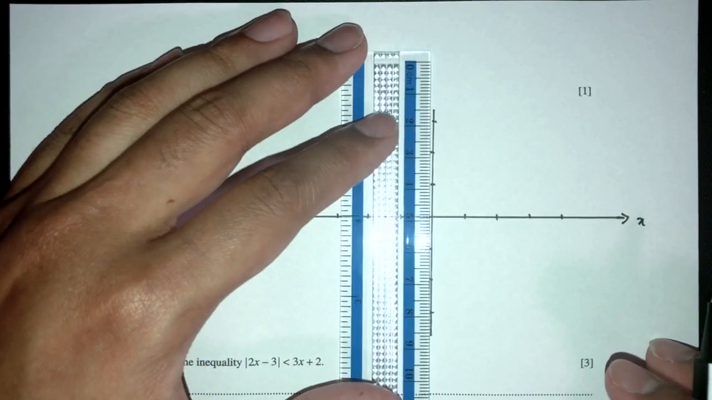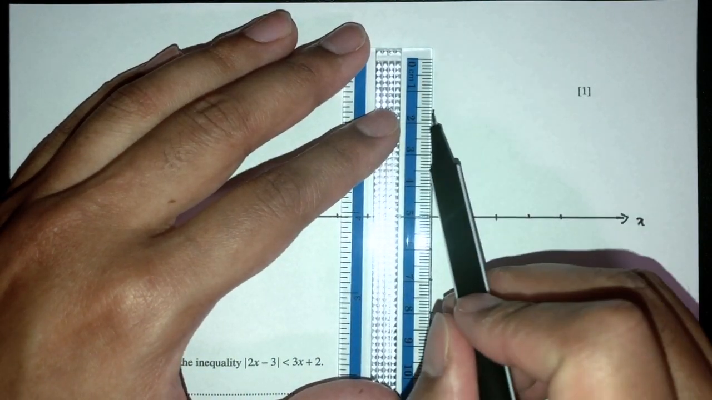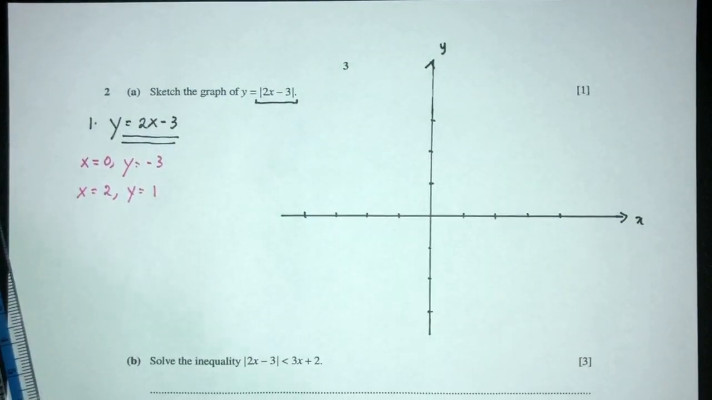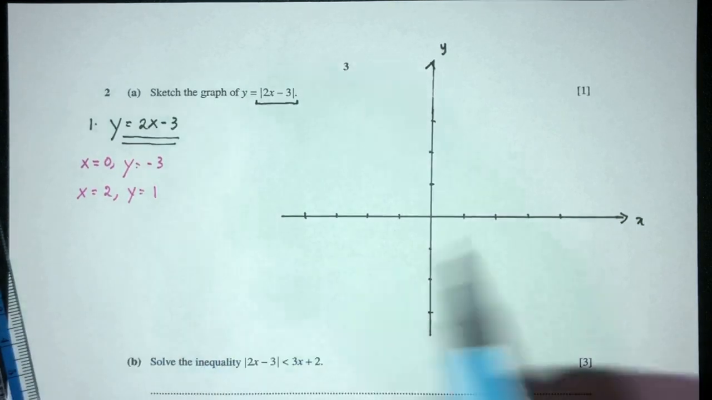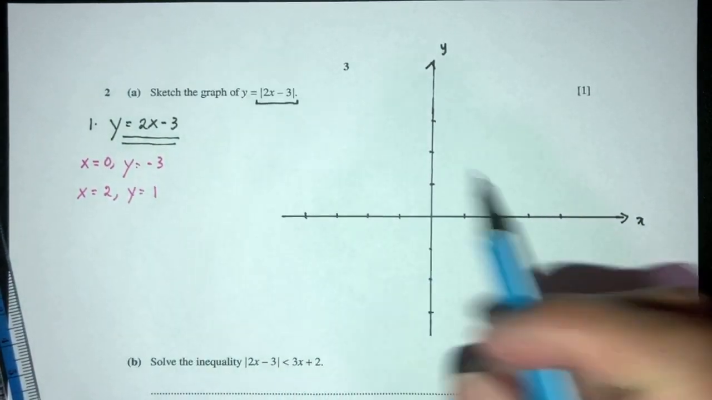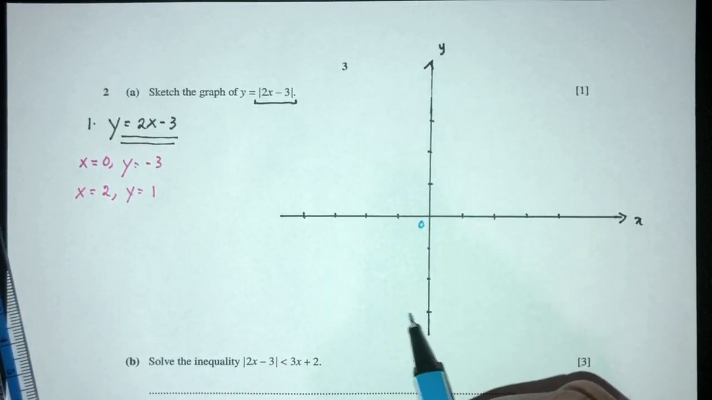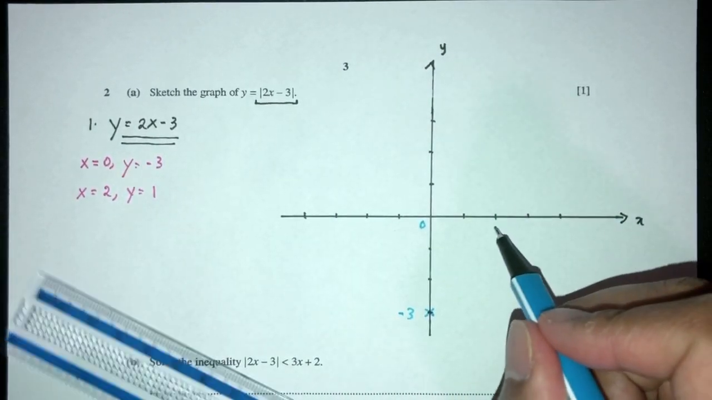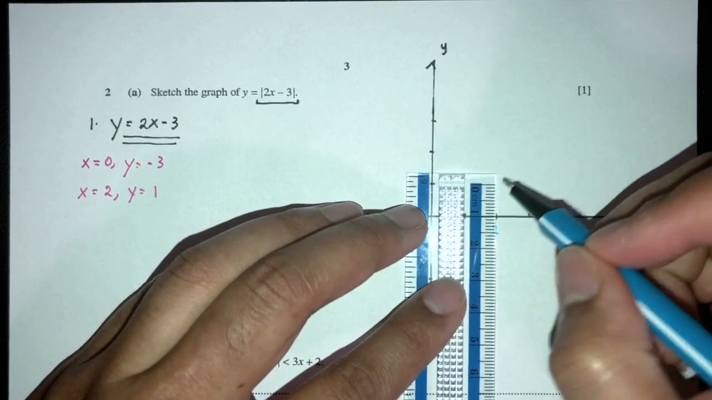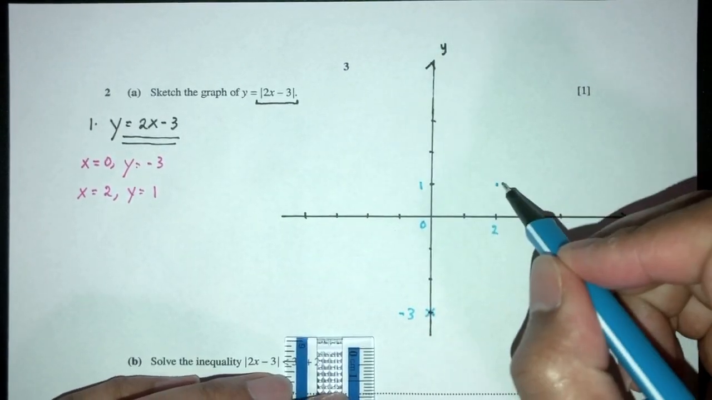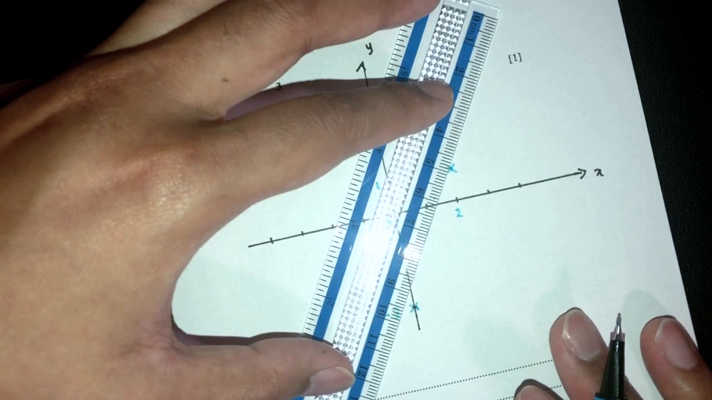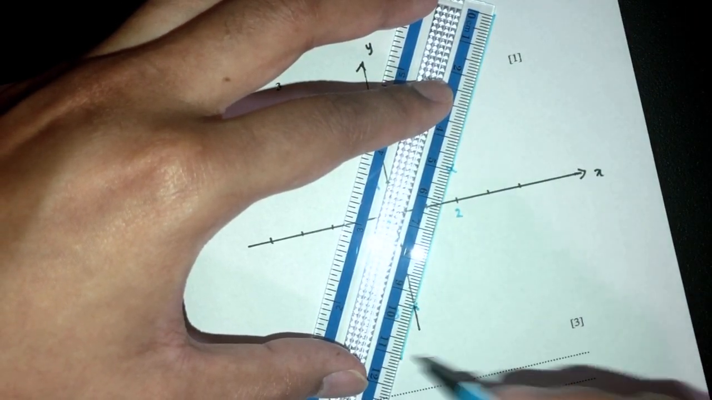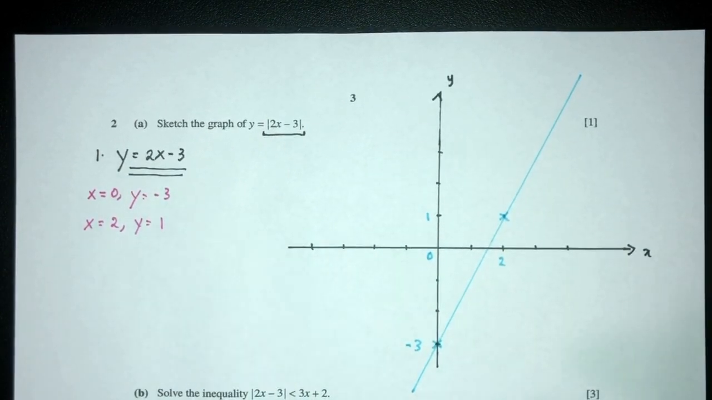So let me continue this, let me call this the y-axis accordingly. Now the first point here, I will use this pale color. This is 0, minus 3, so 0 is here, minus 3 should be over here. And then we have 2, 1, so 2 is here, 1 should be over here. So by joining these two, you will have the line. Now this is the line y equal to 2x minus 3.